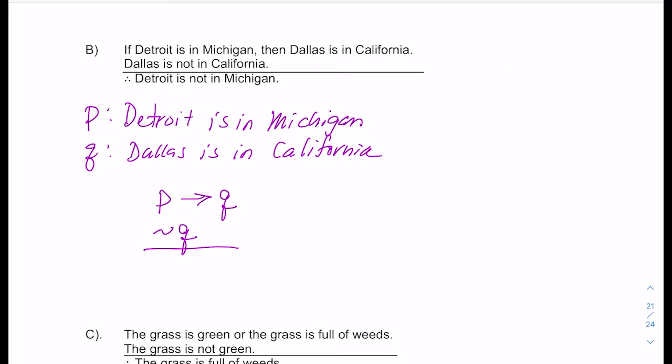What can we conclude now? Therefore, if Dallas is not in California, then it would be assumed that Detroit is not in Michigan. Is the argument valid? Yes. You can make a truth table to determine. This is known as the Law of Contraposition.